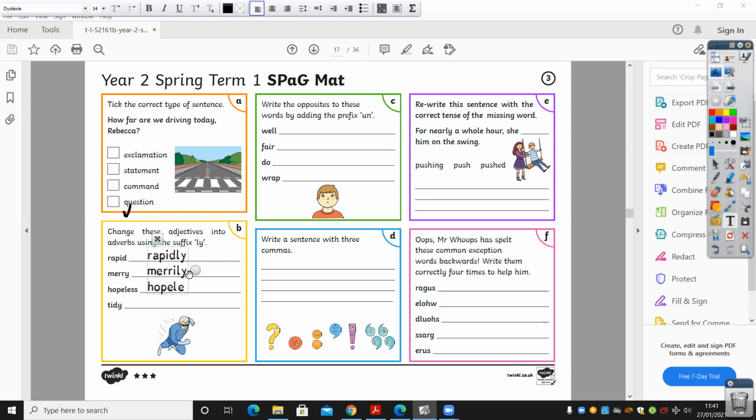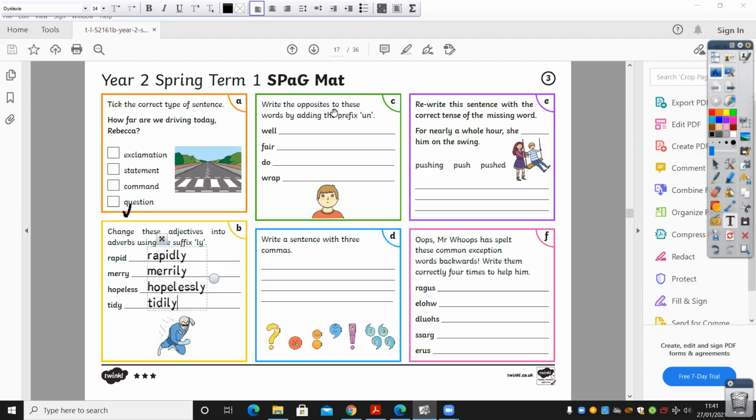Hopeless. I have the adjective hopeless, and then let's add the suffix ly. Yes, that looks correct, and it becomes the adverb hopelessly. And then let's have a look at tidy. Can I just add the suffix ly and turn it into the adverb tidily? Does it look correct? You are absolutely right. I must change the y at the end of tidy into an i and then add the suffix. So it becomes the adverb tidily. Lovely. Let's have a look at question C.